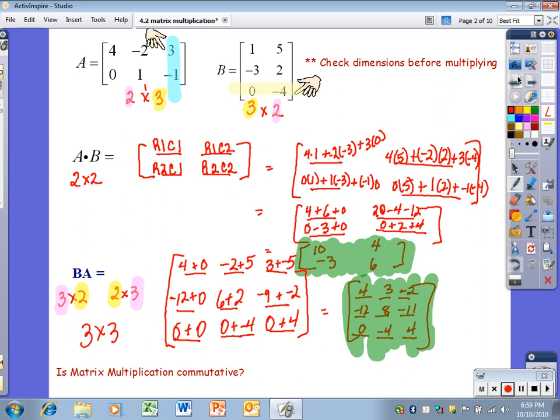No. So matrix multiplication is not commutative. That is one of the only operations, or one of the properties, that you cannot do: the commutative property of matrix multiplication. That is not possible.